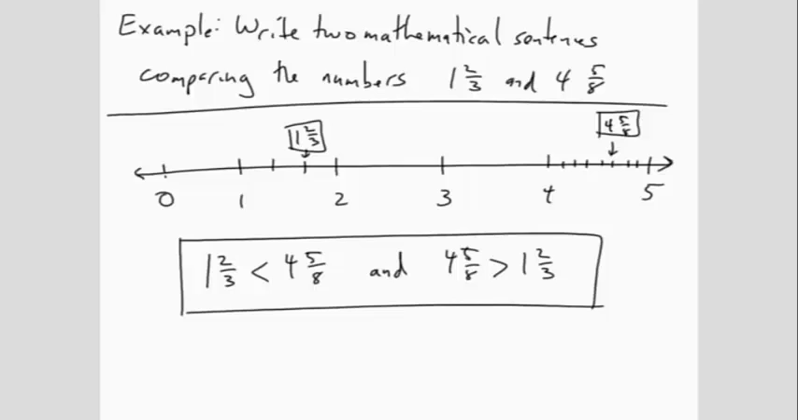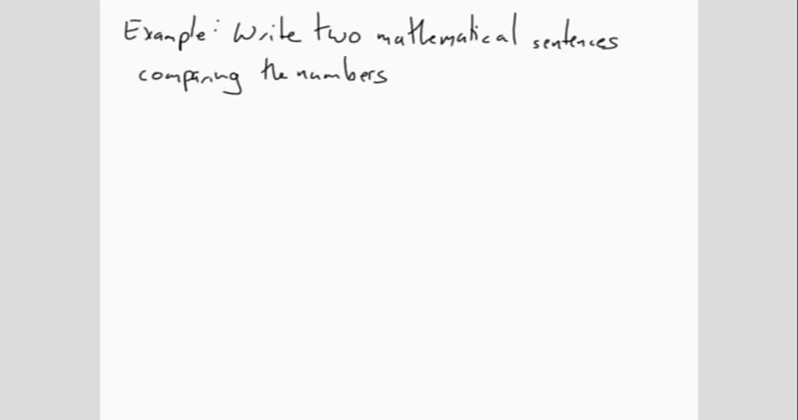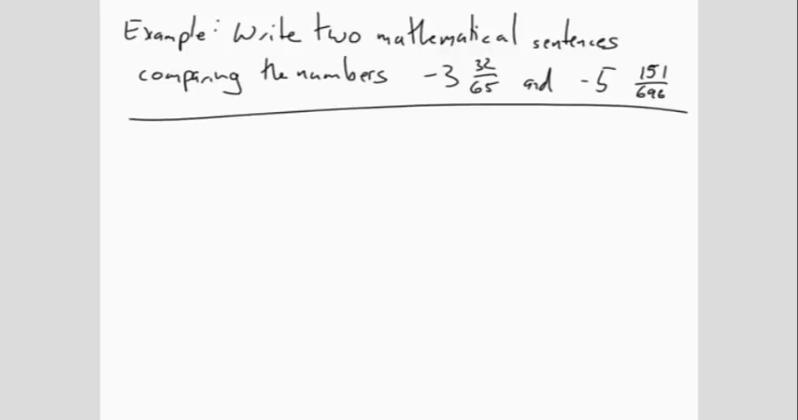We drew this picture with subdivisions, but if we stop and think about it, we would see that these weren't even necessary. This is a helpful observation when it comes to numbers with larger denominators. Example, write two mathematical sentences comparing the numbers -3 and 32/65 and -5 and 151/696. Do not panic because of the larger denominators. Just think about the number line.